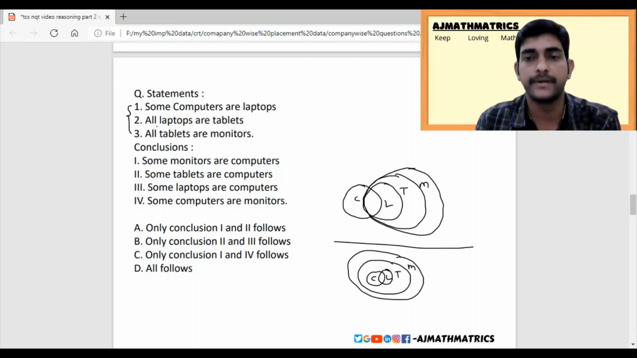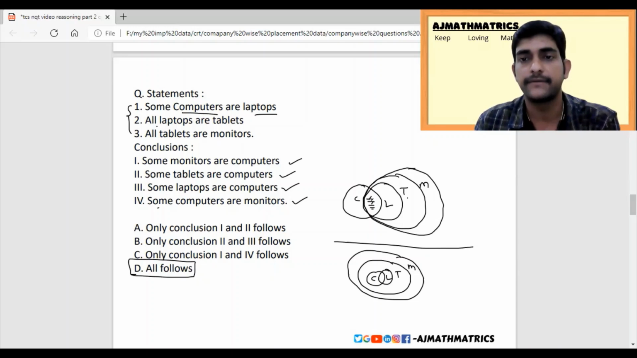Some monitors are computers. Yes, there is an intersection part of monitor and computer. That is true. Some tablets are computers. Yes, tablets and computers, again there is an intersection here. That is also true. Some laptops are computers. Yes, some computers are laptops means some laptops are computers. That is also true. Some computers are monitors. Yes, if some monitors are computers, obviously some computers are monitors. So according to these diagrams, all follows is the option for the question. Hope I am clear. If 3 statements are there, we generally feel it is a very complex question, but sometimes you will get very easy questions like this. Let's solve the next question.